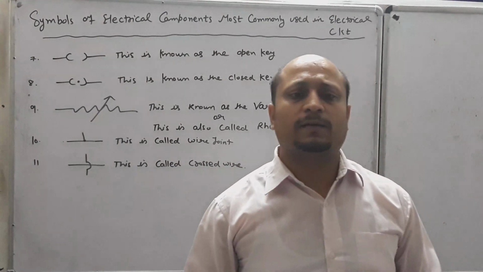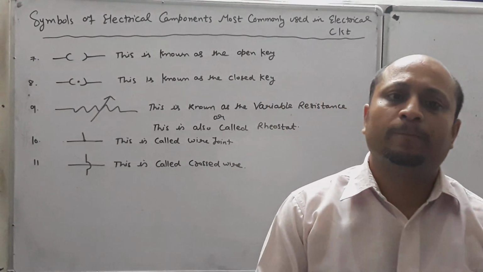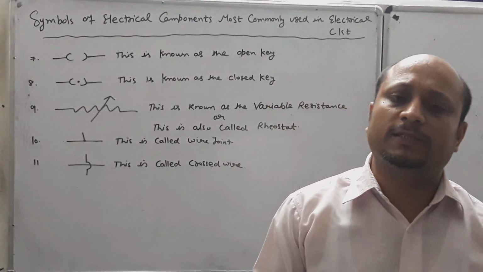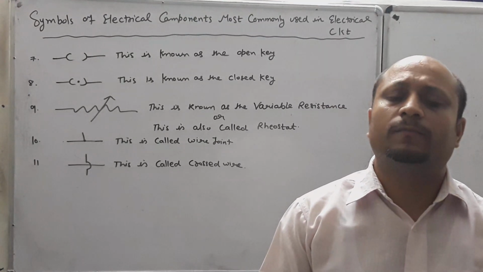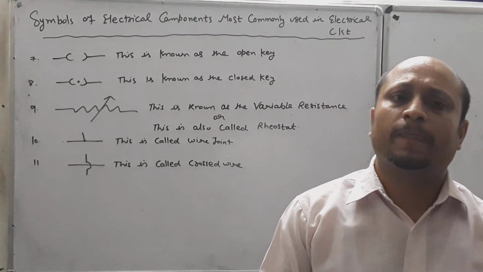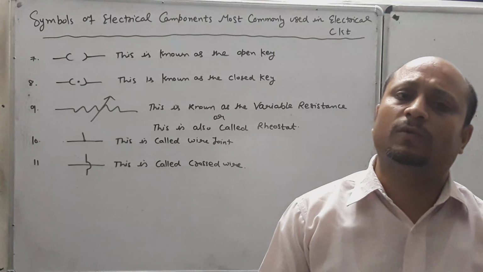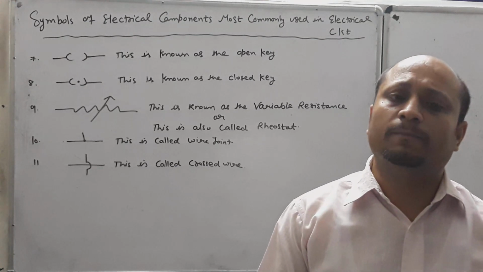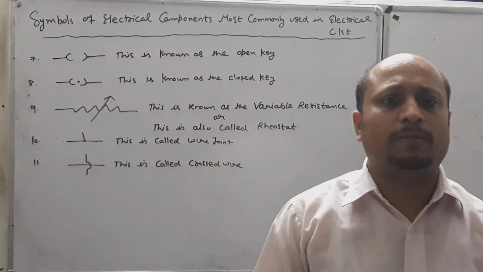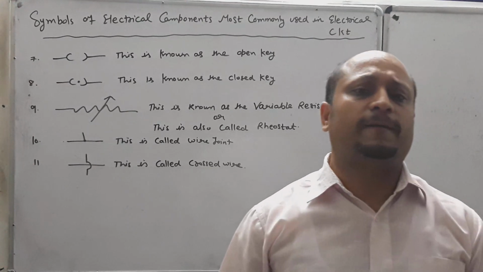So this is the complete description about electrical potential, electric current, potential difference, and the last one, the most commonly important topic, symbols of the electrical components used in electrical circuit.